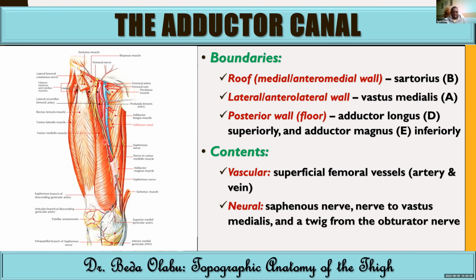So this is the nerve to vastus medialis. It's partly within the tunnel. This is the saphenous nerve. It goes through the tunnel and comes out. You can see the superficial femoral vessels there. The twig from the obturator is not illustrated in this image.